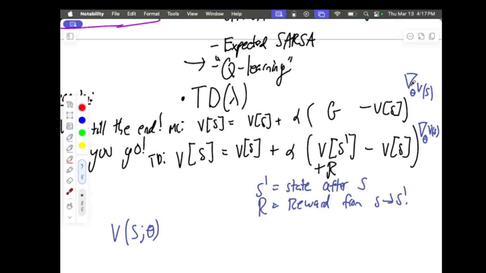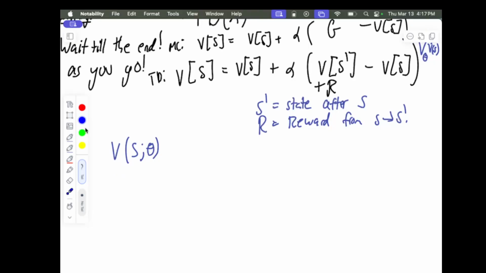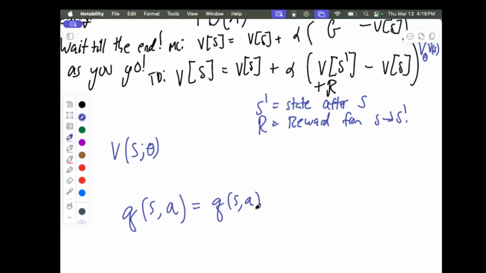Okay, so let's see, how would this look for Q learning? Well, in Q learning, we're not learning just the value of V, we're learning the value of Q. So Q, what is Q? Q is Q of S comma A. S is the state we're in now. A is the action we just took. And that will get updated in the same kind of way.